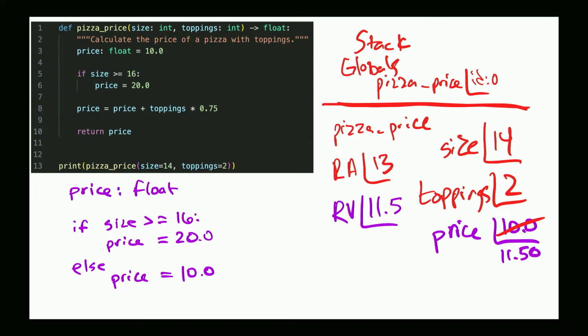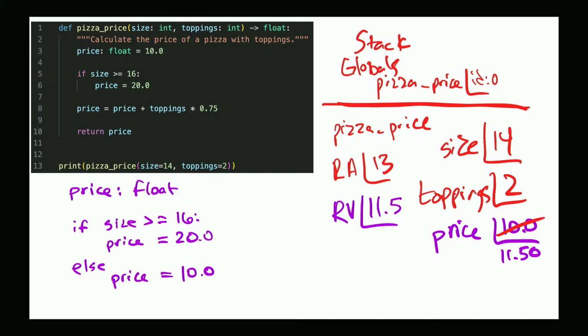We say we're declaring a variable named price, but we're not initializing it to any value. And then if it's greater than or equal to 16, it will be 20. If it's not, it will be 10. And we could have written that in a different way, right? We could have said if size is less than 16, it's 10. If it's else, it's 20.